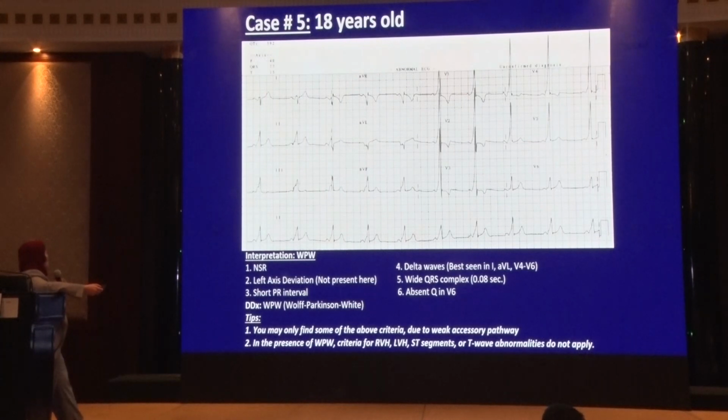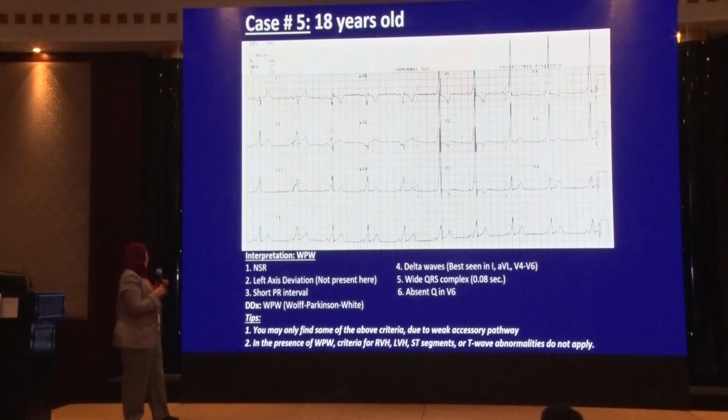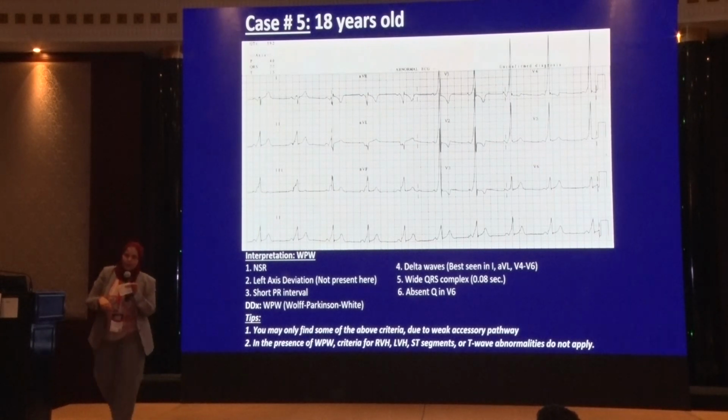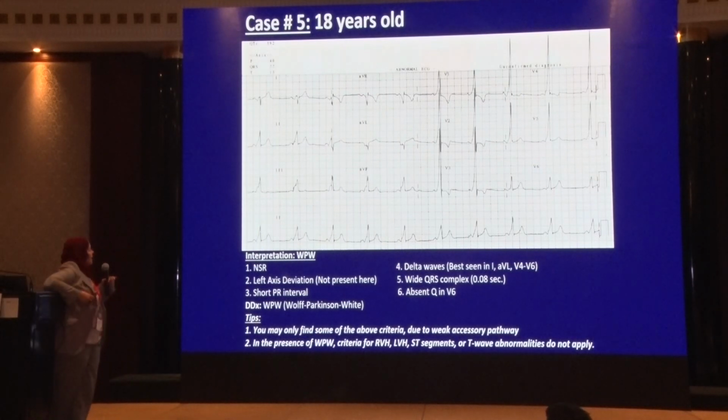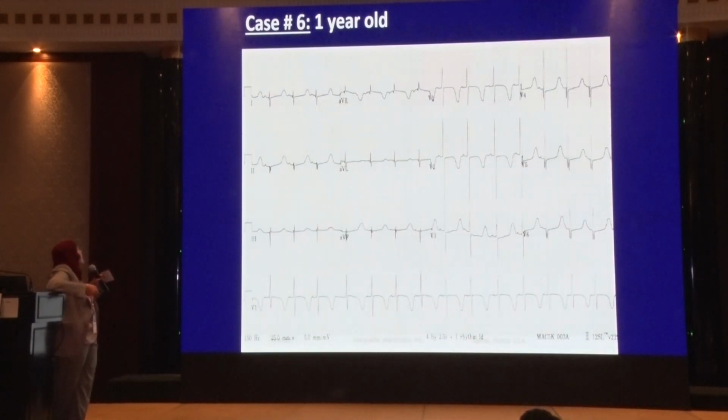He has abnormal axis, as we said. He has very short PR interval. He has this delta wave, wide QRS complex, and absent Q in V6, okay? Right axis. These are the typical criteria for diagnosis of Wolff-Parkinson-White syndrome, but usually we don't find them all in the cases. The main things that we rely on are the short PR interval and the presence of the delta wave. Okay? Okay, next case.